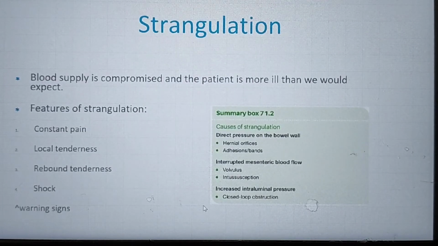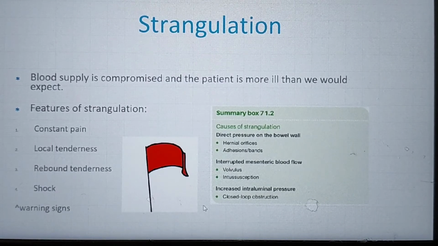Okay. Now we move on to strangulation. Strangulation occurs when the blood supply is compromised and the patient is more ill than you would expect. The features of strangulation include constant pain, tenderness, rebound tenderness, and also shock. So we can say that these four are actually warning signs. Let's say during our night shift, we have a patient who just came up from ED, and this patient was actually referred for incarcerated hernia. During our night shift, these are the four main things that we have to watch out for in this patient, because we don't want this patient to go into strangulation.